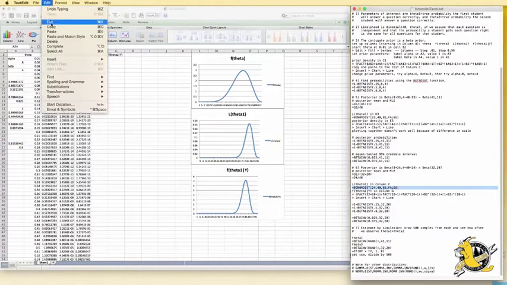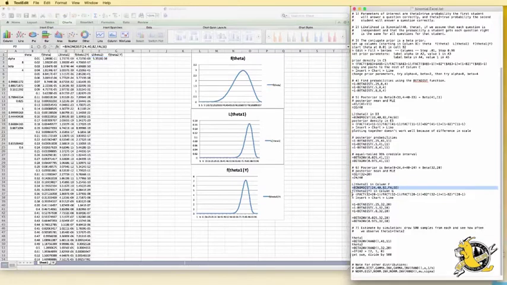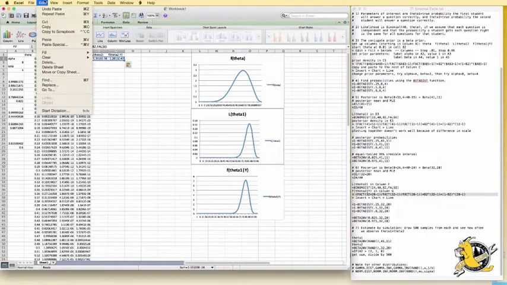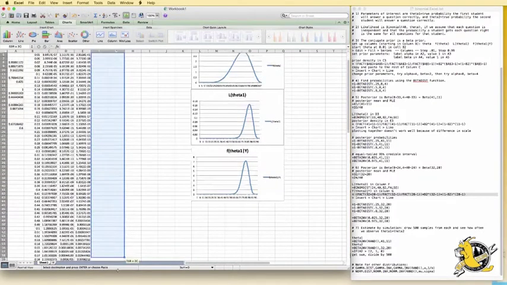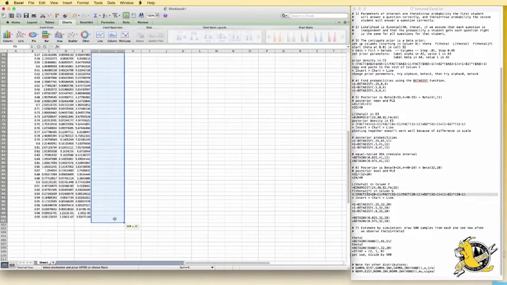We can put the likelihood for theta 2 into column F here, and put the posterior for theta 2 in column G. Now take these, and we'll paste it down in the spreadsheet, and we'll make plots of them as well.